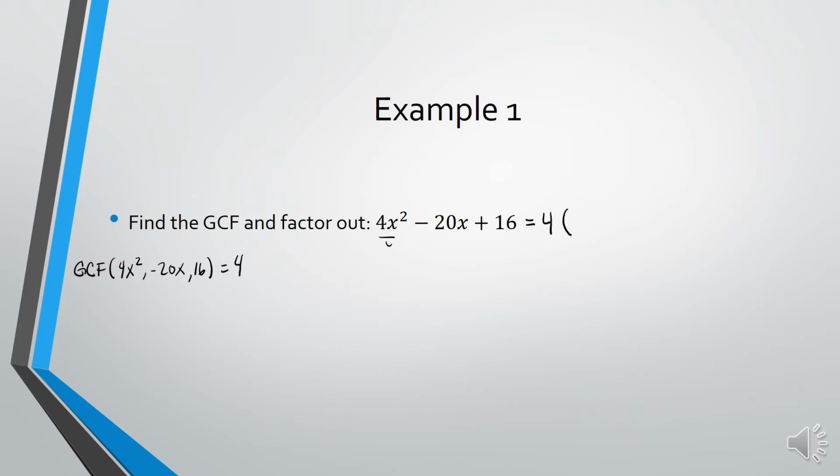So to factor it out, I'm going to divide each piece by 4. For my first piece, I'm left with x squared. Next, I'll have minus 5x, so 20 divided by 4. And then lastly, 16 divided by 4, which is 4. And you can always go back and double check yourself, right? I mean, you should be able to distribute and get right back to where we started.